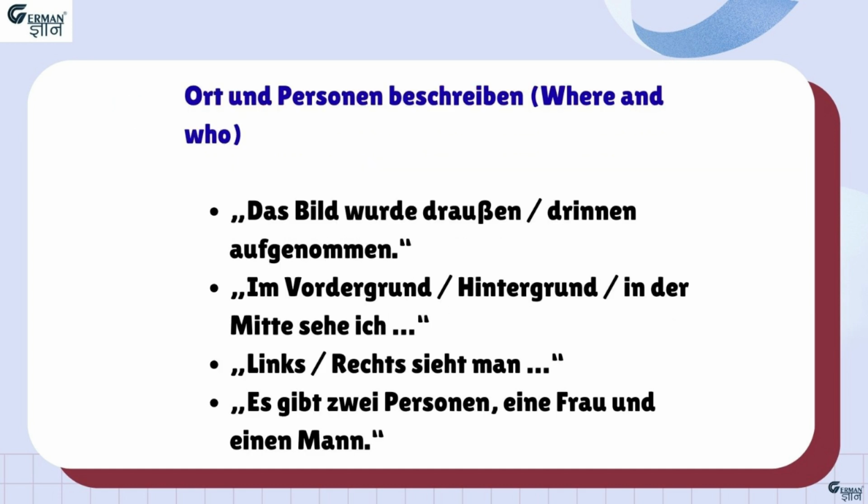Then the second thing which you need to describe is person and place, meaning Ort und Personen beschreiben. So you can use das Bild wurde draußen oder drinnen aufgenommen, or im Vordergrund, Hintergrund, in der Mitte sehe ich, meaning in front, or in the background, or in the middle I see, or links oder rechts sieht man, and es gibt zwei Personen, eine Frau und einen Mann. So you can use these phrases for telling about the person and the place.